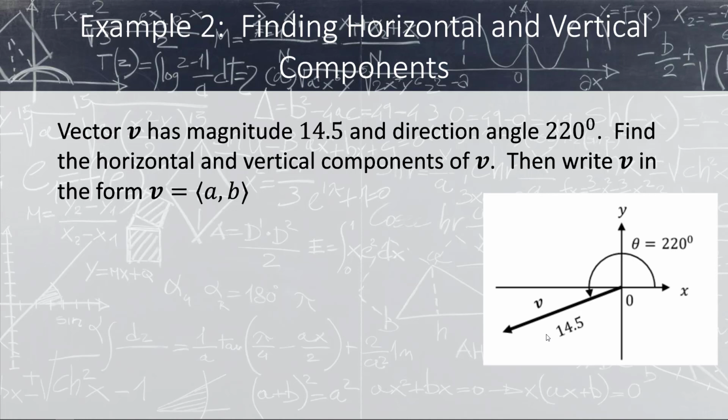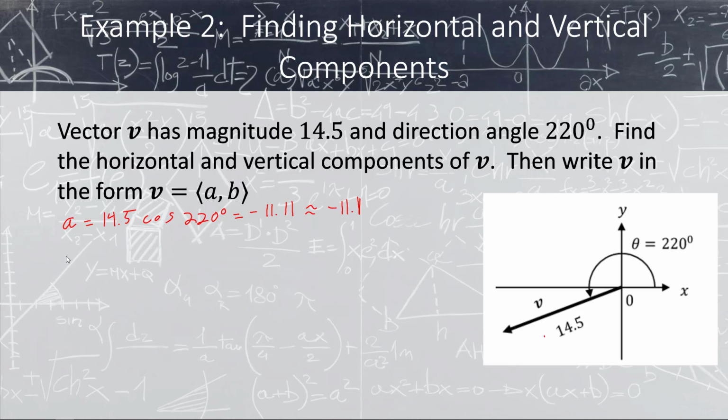So here we have a vector whose magnitude is 14.5 and its direction is 220 degrees. And we want to figure out its horizontal and vertical components. Well, the horizontal component, which we will call A, is going to be equal to its magnitude, 14.5, times the cosine of its angle, which is 220 degrees. And that will be equal to negative 11.11, which will round to negative 11.1 if we are interested in only one decimal.